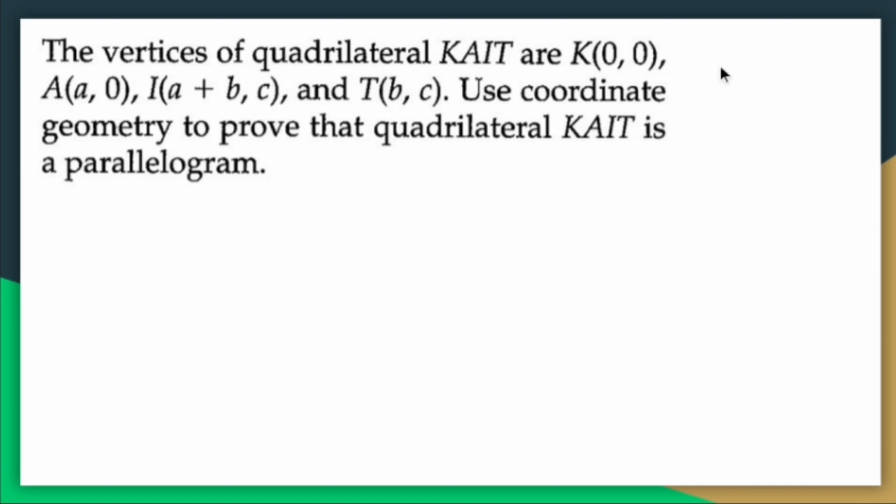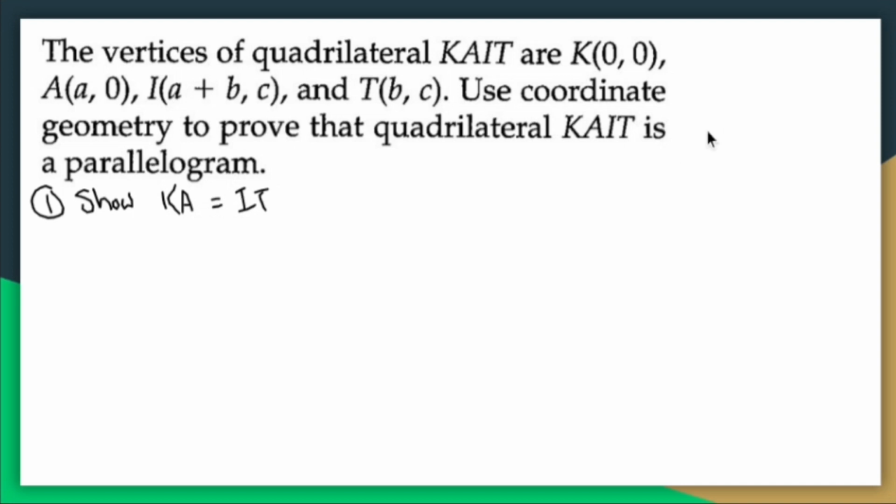So if I were to imagine KA and IT, that's kind of what I have to do. I have to show two pairs of opposite sides are congruent. So number one, I have to show that KA is congruent to IT. When I'm done that, I have to do AI and KT are congruent.